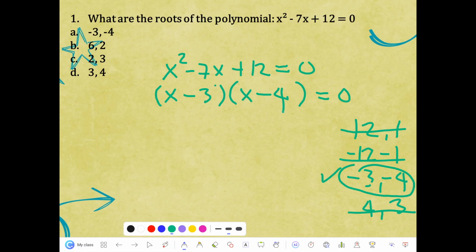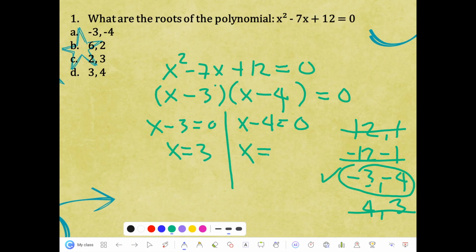And then what you need to do next is that you equate both factors to 0. X minus 3 is equal to 0. And we have here x minus 4 is equal to 0. Pagkatapos niyan, you transpose the negative 3 kabila, you will have x is equal to 3. And sa kabila naman, x is equal to 4. So, ang factors or ang roots or zeros ng x squared minus 7x plus 12 is 3 and 4, which is letter D. Now, let's try solving this using our calculators.